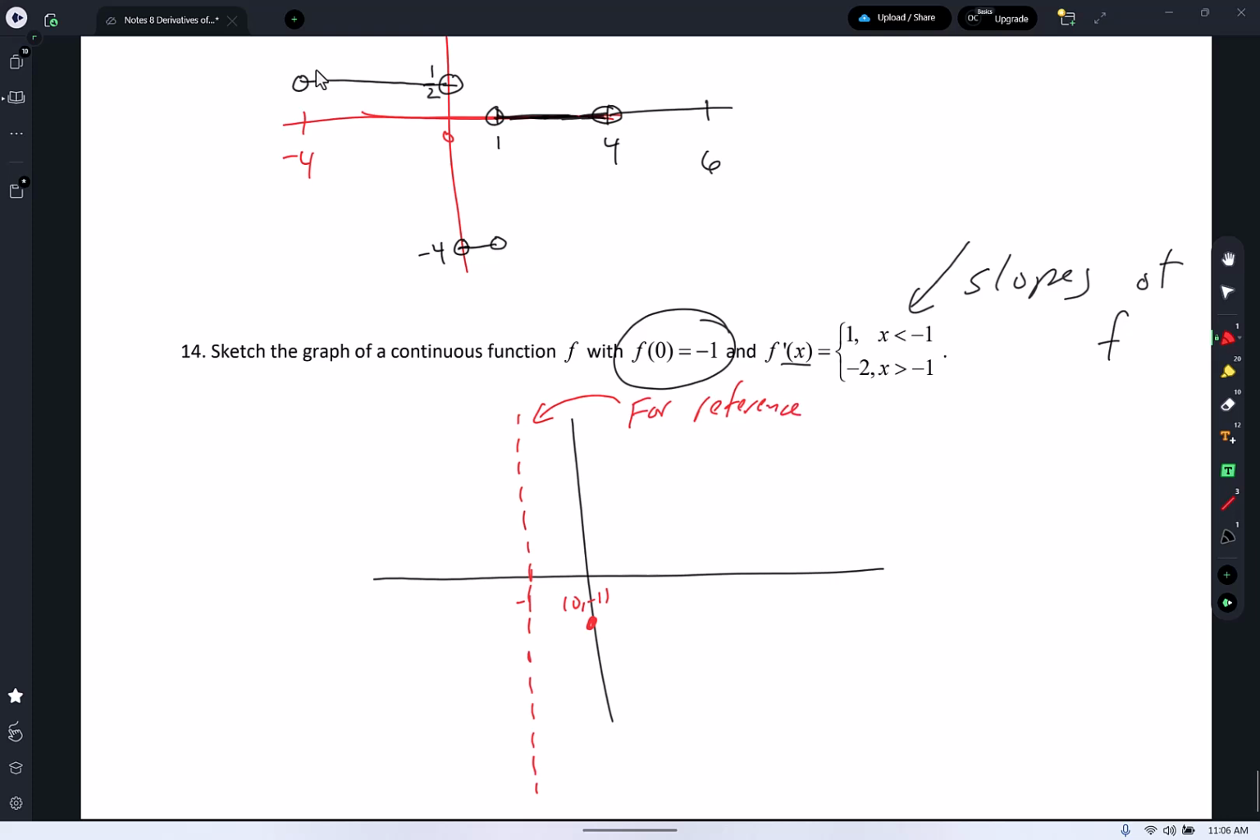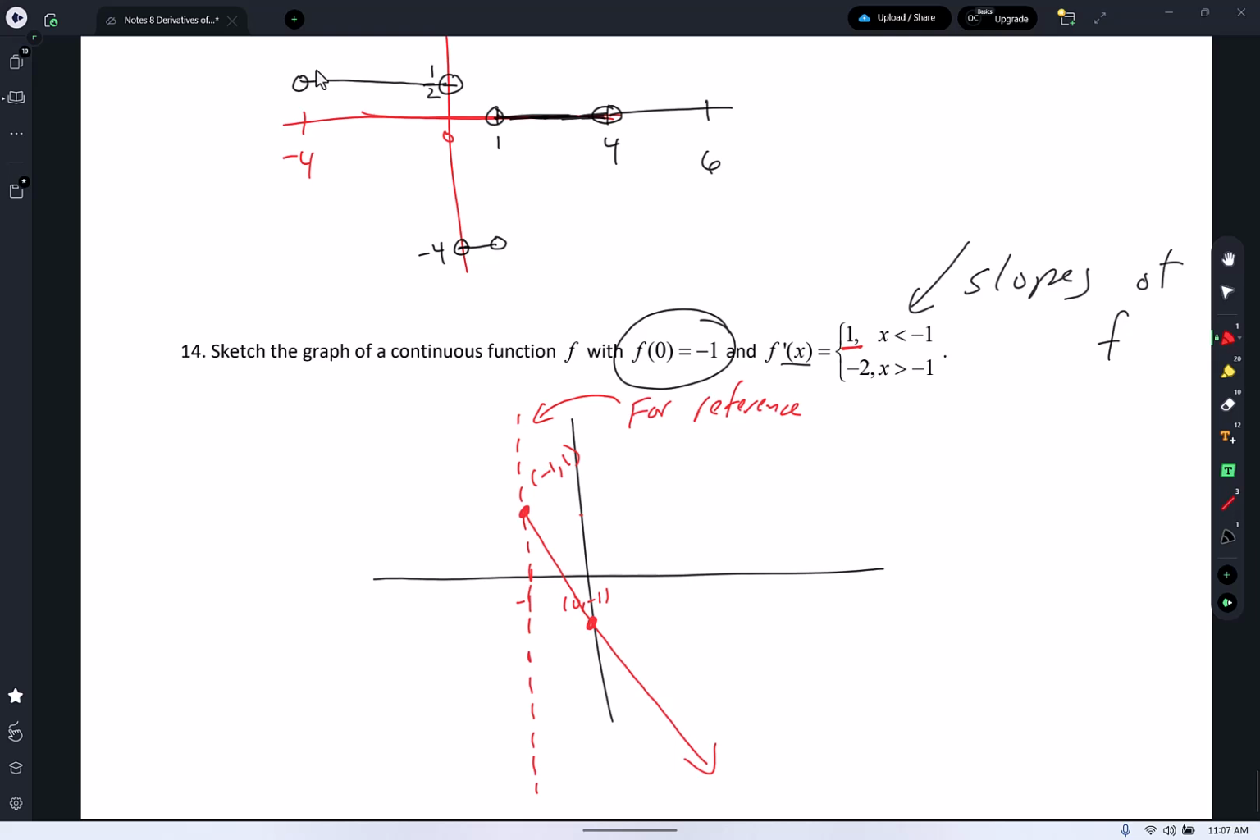To the left of that dashed line, my slope better be what? 1. To the right of that dashed line, my slope better be what? -2. Negative slope means you're going downhill, left to right. So I'm at 0, -1. I'm going to go up 2 to the left 1, and I'm going to be already at that dashed line. Up 2, to the left 1, point. That point is -1, 1. Because I went up 2 to the left 1. And then I connect them. There's my slope of -2. Do you guys see that?